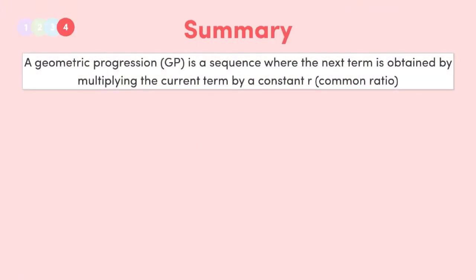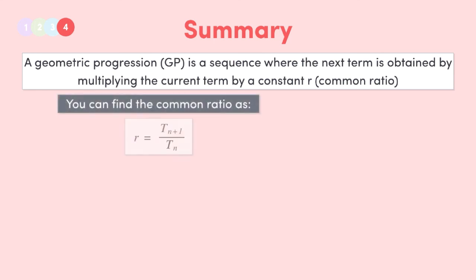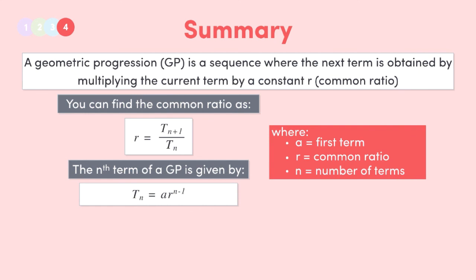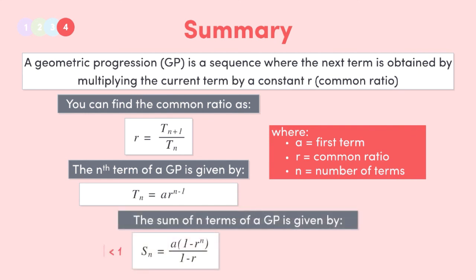GPs are sequences where the next term is obtained by multiplying the current term by a common ratio. The ratio R is the n plus 1th term over the nth term, and if that's not constant for all n, your sequence isn't a GP. The nth term of a GP is given by AR to the power of n minus 1, and the sum of a GP containing n terms is A outside of 1 minus R to the n over 1 minus R, if the absolute value of R is less than 1, and if the absolute value of R is greater than 1, the sum is equal to A outside of R to the n minus 1 all over R minus 1.